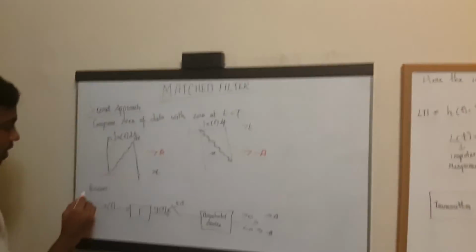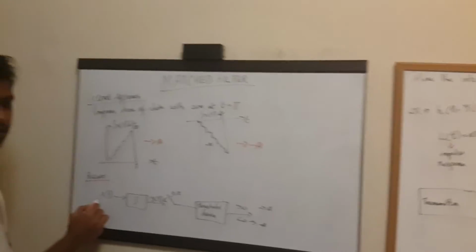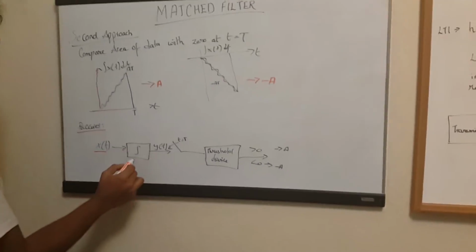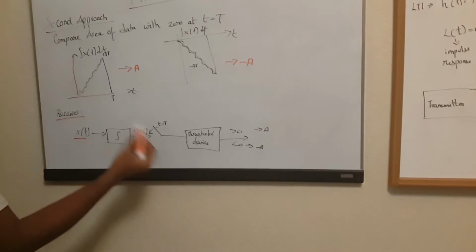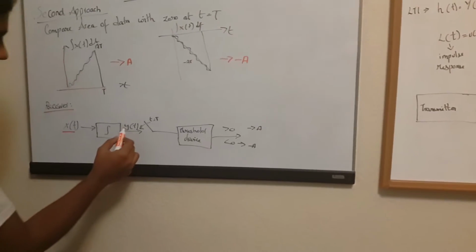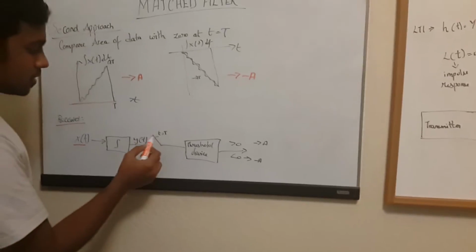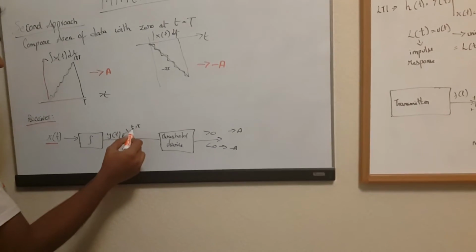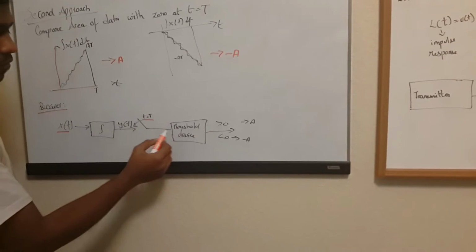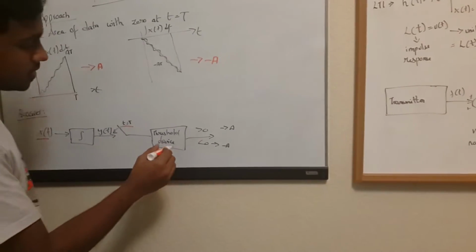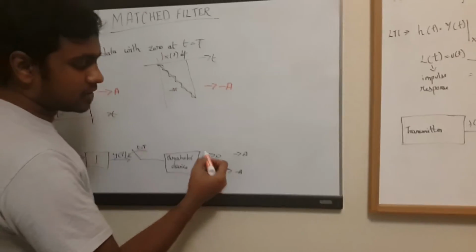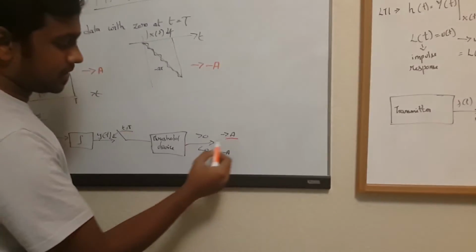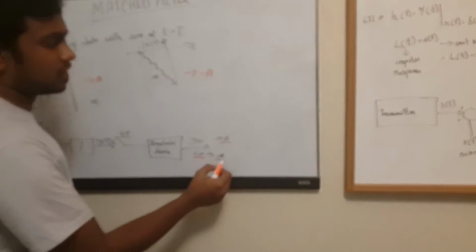So here is the block diagram of the receiver. Here the input signal x of t is passed through an integrator. The output signal of the integrator is given by y of t. The y of t signal is then passed through a synchronized sampling at t equal to T, and the output is passed through a threshold device. If the output of the threshold device is greater than 0 it gives the value plus A, and if it's less than 0 it gives the value minus A.